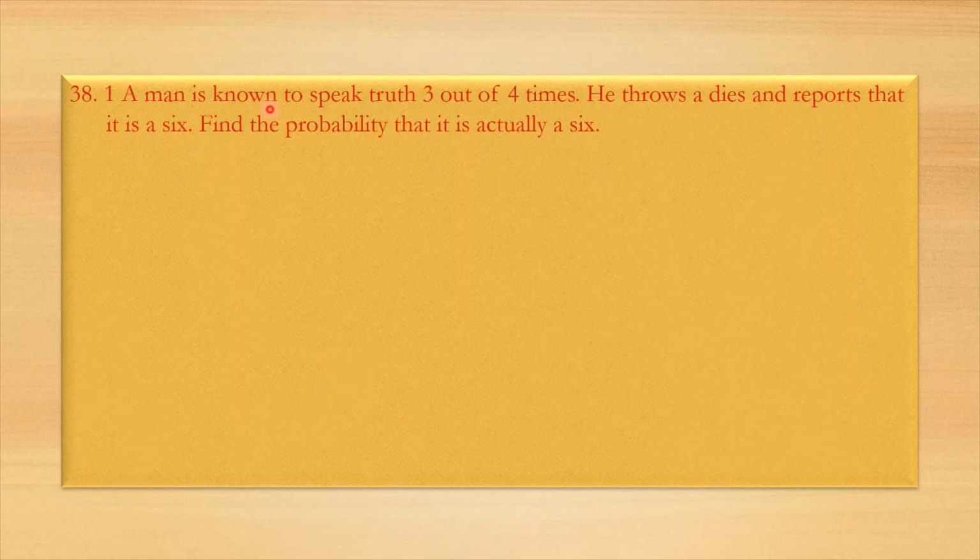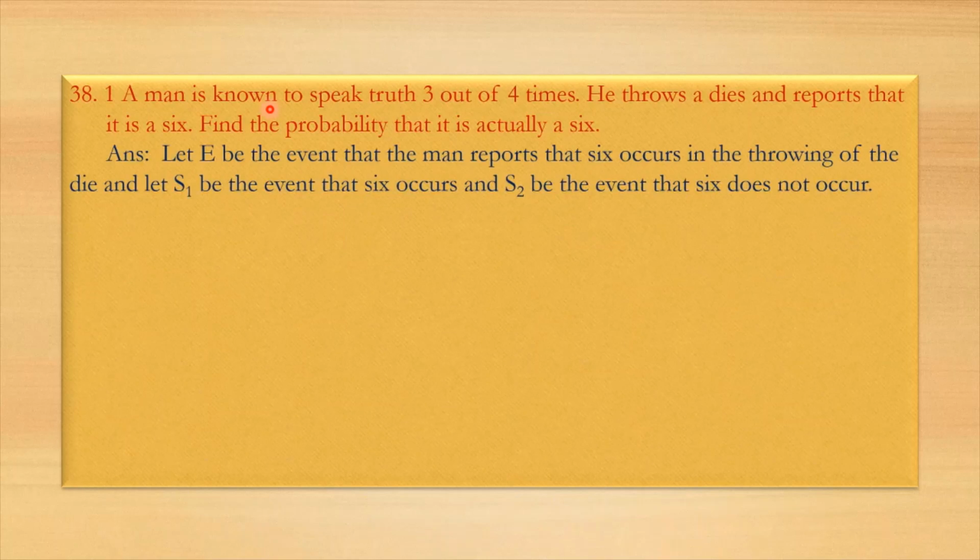See, here they have given that a man speaks truth 3 times out of 4. Then he throws a dice and he reports that it is a 6. What is the probability that it was actually 6? Because when 6 falls he says 6, and when we don't get 6 also he sometimes reports 6. So how much possibility is there? Now let me find out.